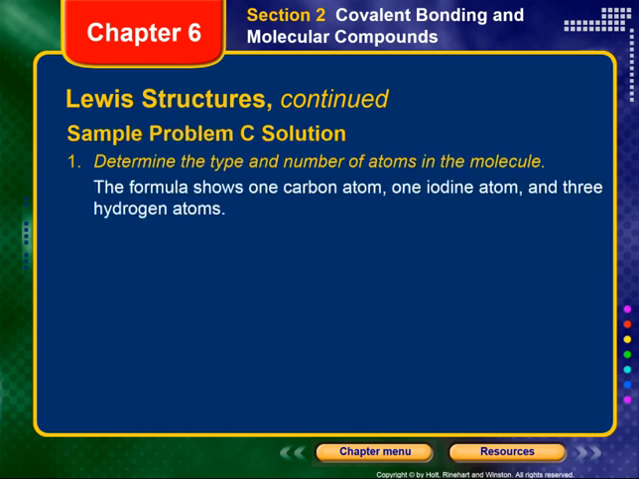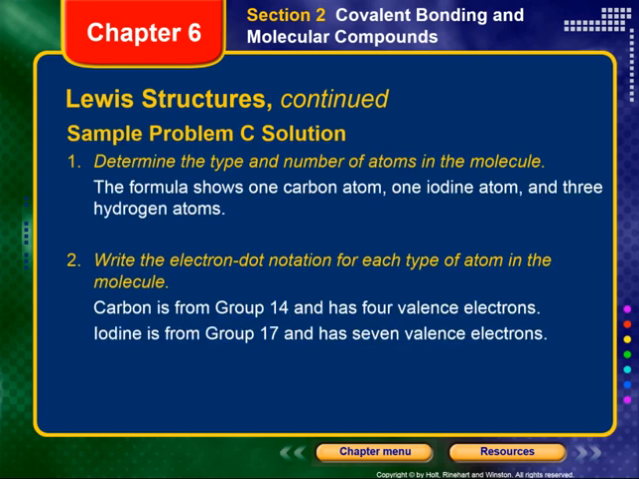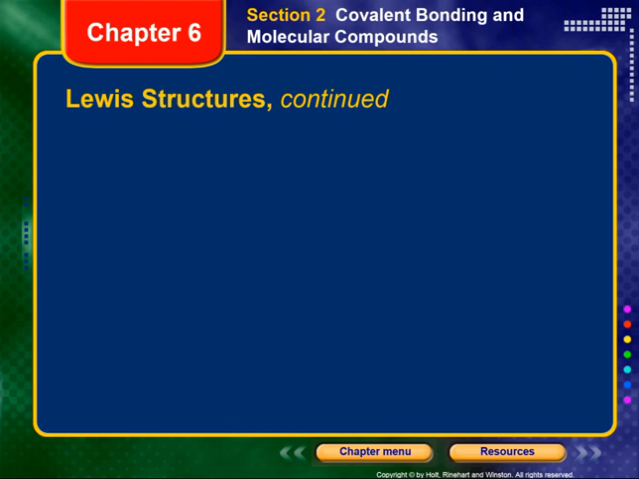So the first thing we're going to do is determine the type and number of atoms in the molecule. The chemical formula, the molecular formula, already tells us that there's 1 carbon atom, 1 iodine atom, and 3 hydrogen atoms. Next, we write the electron dot notation for each type of atom in the molecule. We know that carbon has 4 valence electrons, iodine has 7 valence electrons, and hydrogen has 1 valence electron. And so we draw the electron dot notation for each type of element as such.